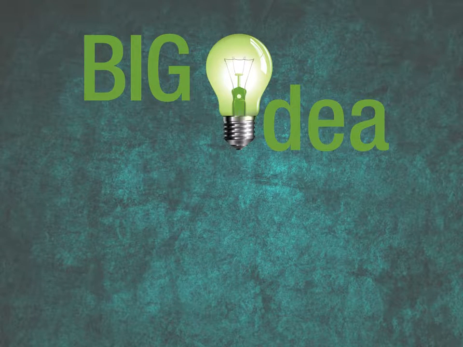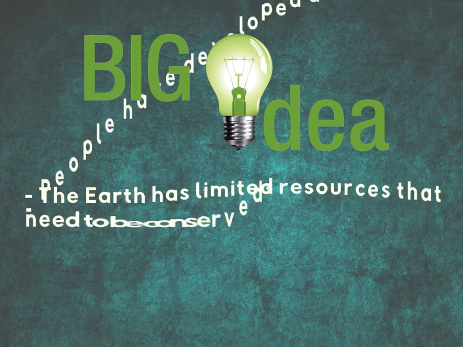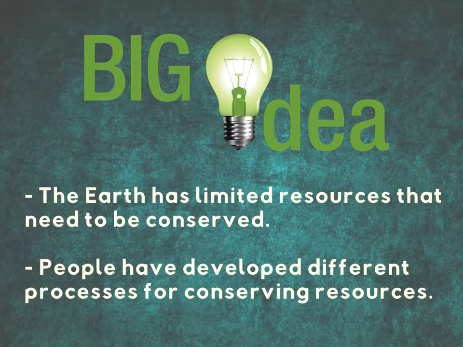Again, I came up with a couple of big ideas. They're not present in the standard itself, but can be used to develop a unit around this standard. The first one is that the Earth has limited resources that need to be conserved. Before children can really appreciate the importance of conservation, they need to understand that the Earth has finite resources. And the second is that people have developed different processes for conserving resources.